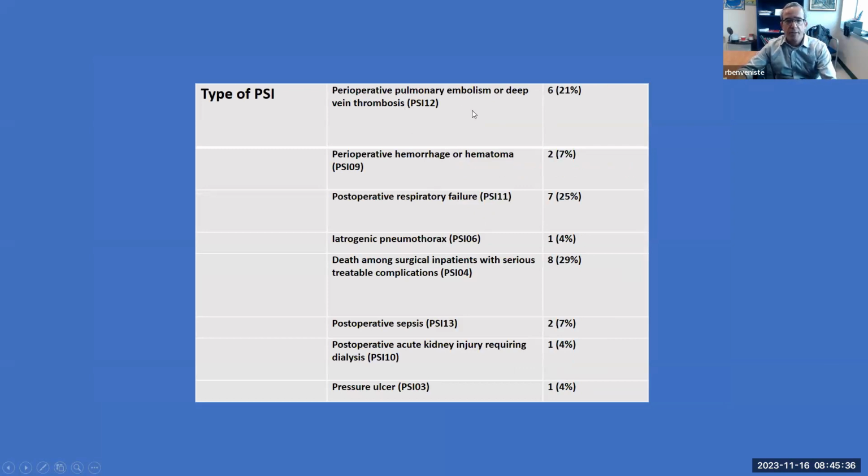So very briefly, the positive predictive values. Oh no, I'm sorry. These are the types of PSI detected. DVT-PE were common. Respiratory failure was common. Again, this is not our accuracy assessment. This is what CMS reported. Postoperative hemorrhages, also somewhat common. And death in patients who had an additional complication other than the death.